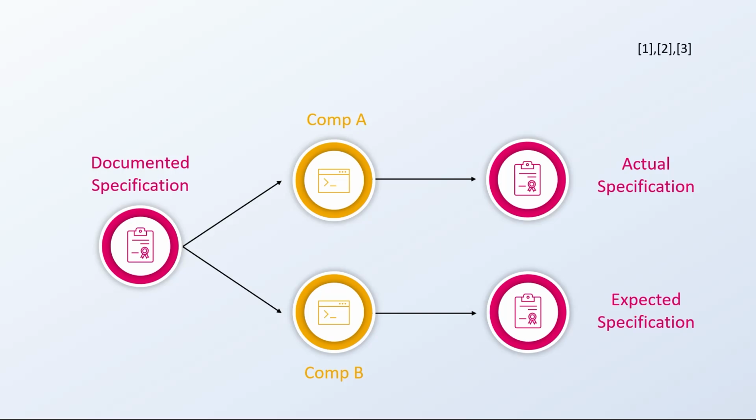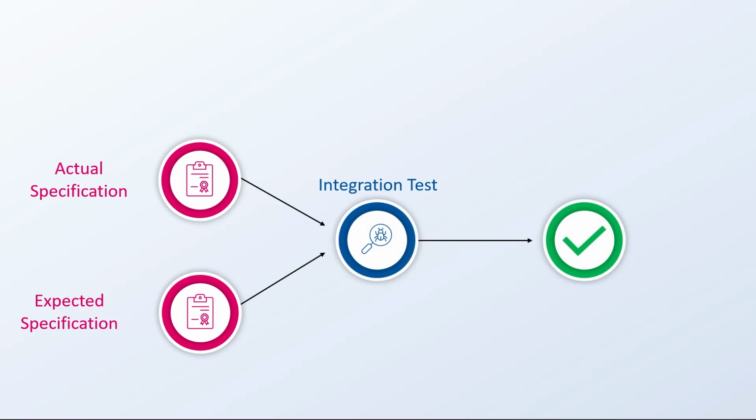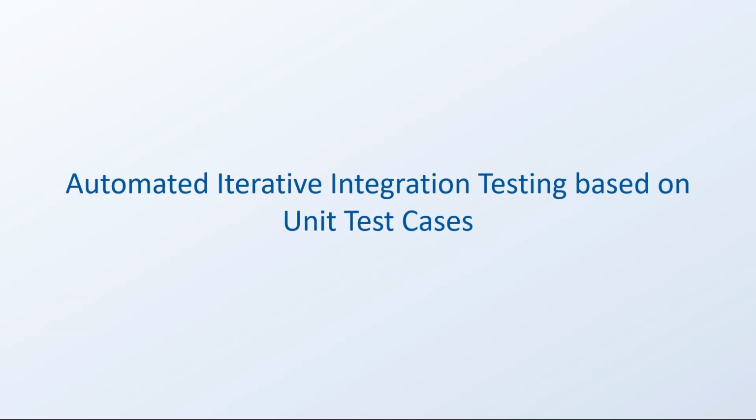Many studies show that misinterpretations of the documented specification that lead to different implementations are one of the main causes for faults in software systems. So that's why we do integration testing. We want to make sure that the actual specification complies with the expected specification of those components that use our interfaces, or if there are any errors or faults that we need to correct. So that brings me to the automated iterative integration testing process based on unit test cases that I would like to introduce next.